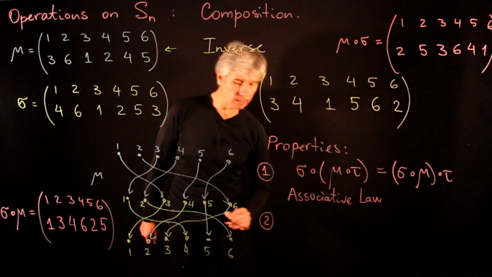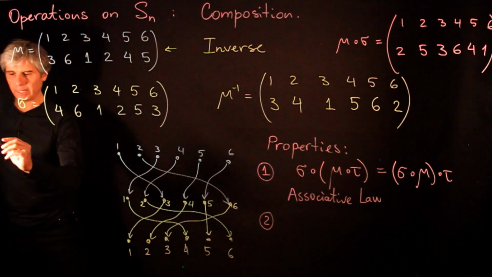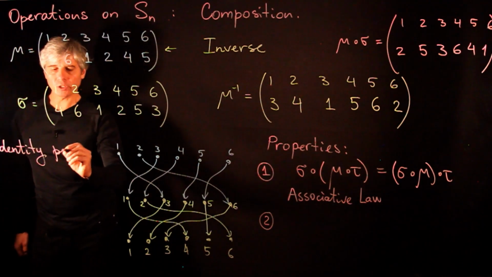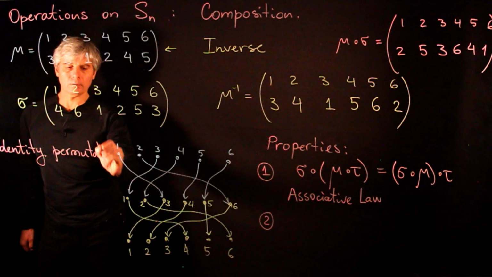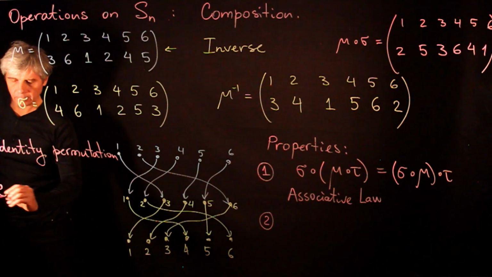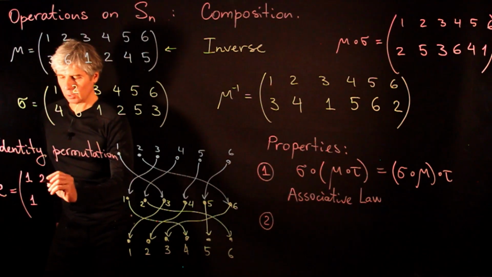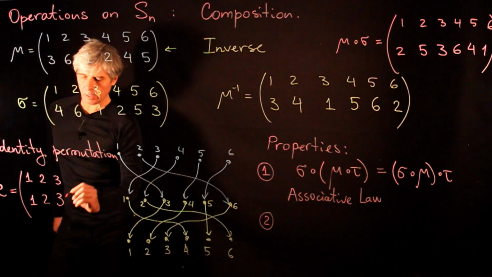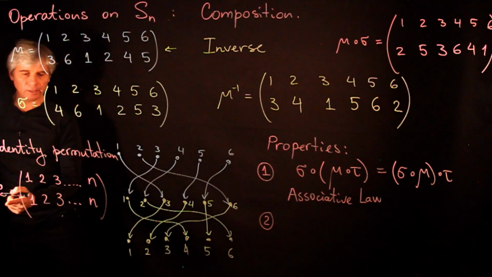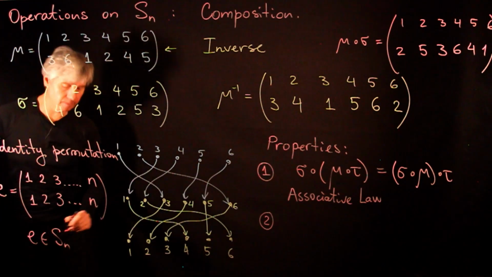So the second property is the existence of identity permutation. Let us define identity permutation, which is denoted by letter E. So this is a lazy permutation that sends 1 to 1, 2 to 2, 3 to 3, and so on, n to n. So for each length n, we have an identity permutation as an element of Sn.